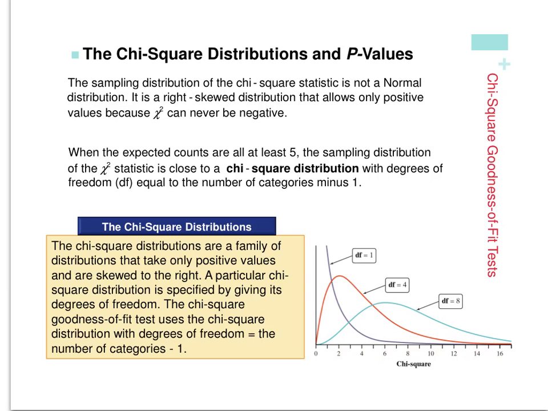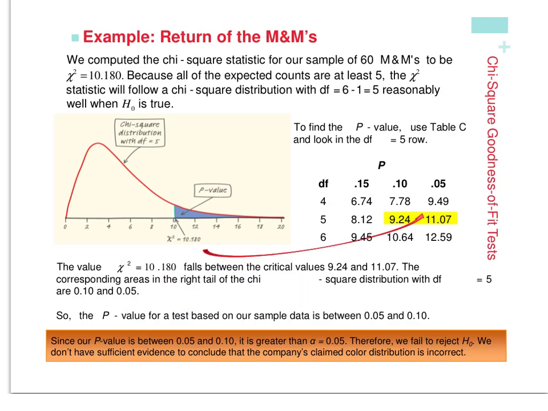Now the degrees of freedom are the number of categories minus 1. So in that candy question, there are 6 categories. 6 minus 1 is 5. There were 5 degrees of freedom. So here's back to that candy problem. There's 6 minus 1, or 5 degrees of freedom. We got a chi-squared statistic of 10.18.